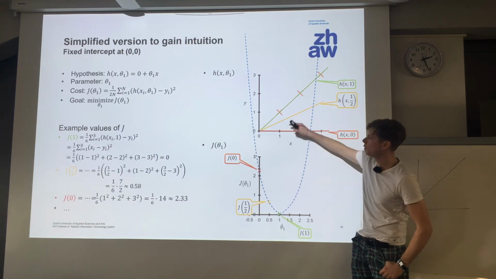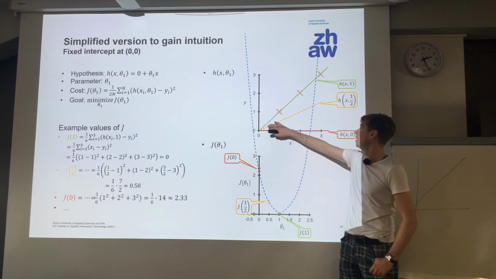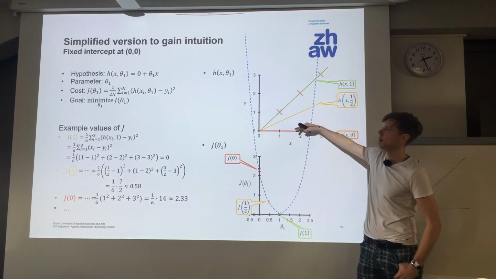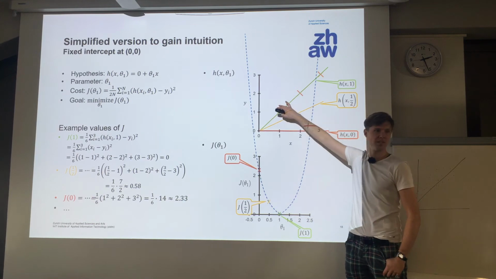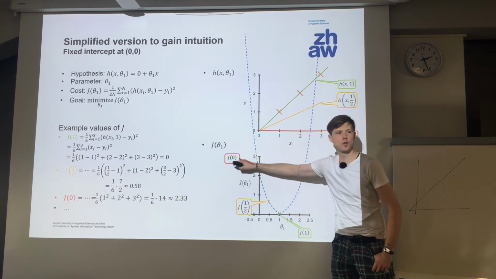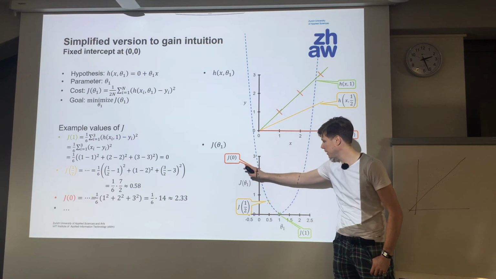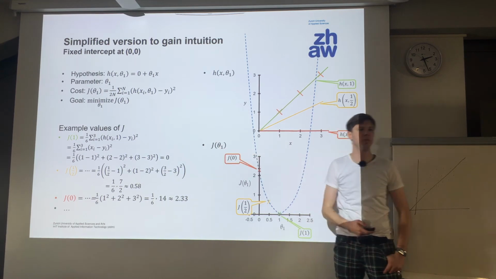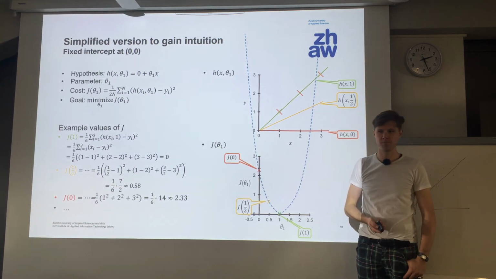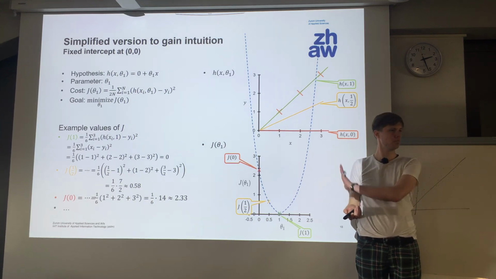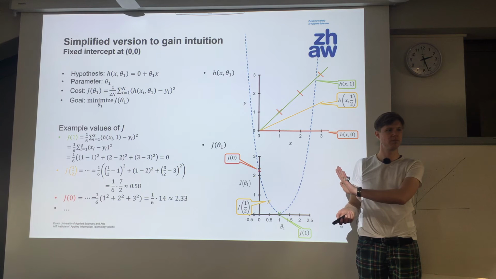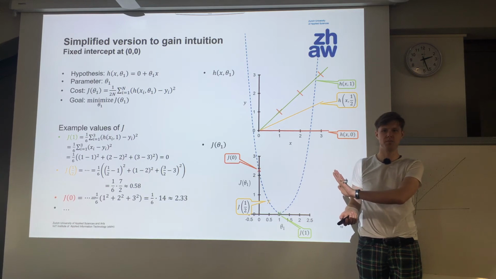But this should give you the correspondence between different versions of your hypothesis in the X space and different cost values in the parameter space, where you've got parameter values. Okay, I assume this is basically fine for everyone, right? No rocket science here.